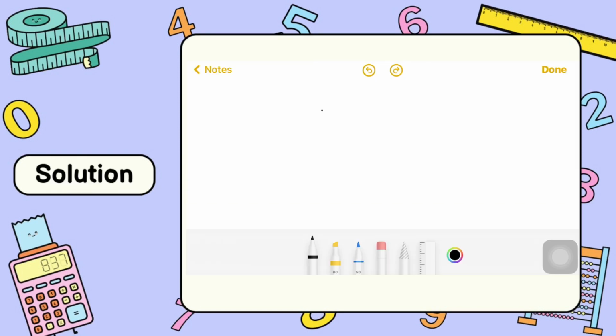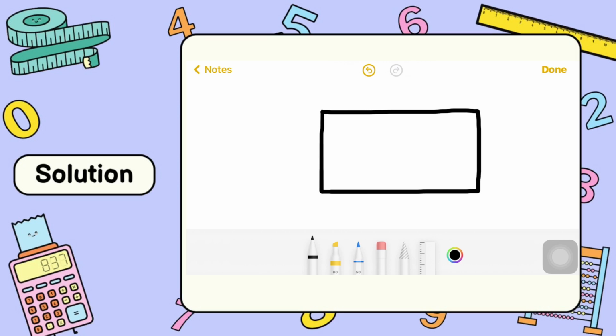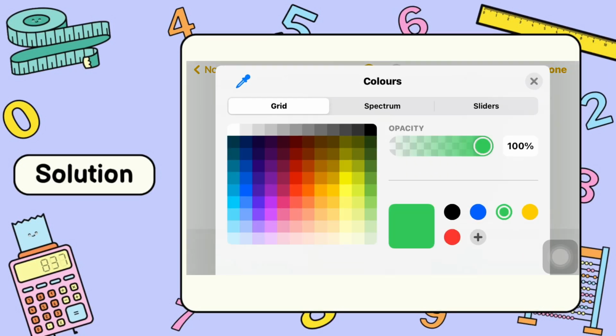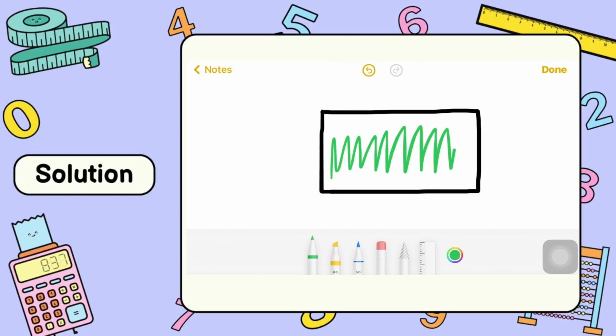Let's solve it. Step 1. Draw a rectangular plot of land and label it. You have to label x for the width and y for the length.